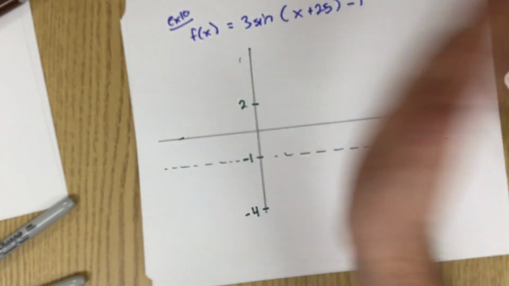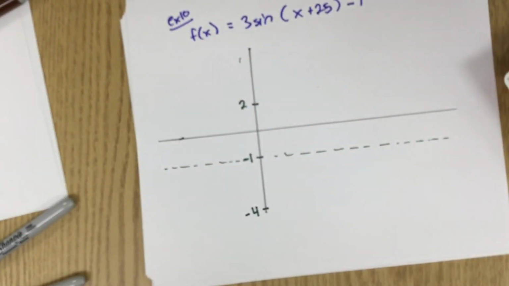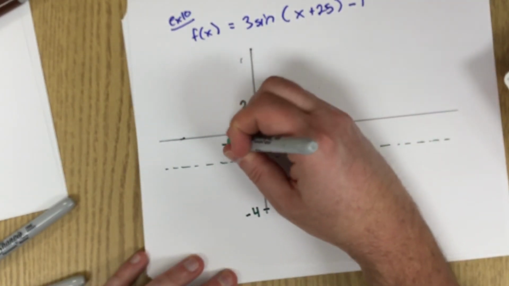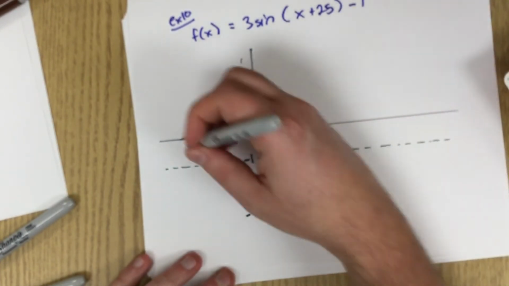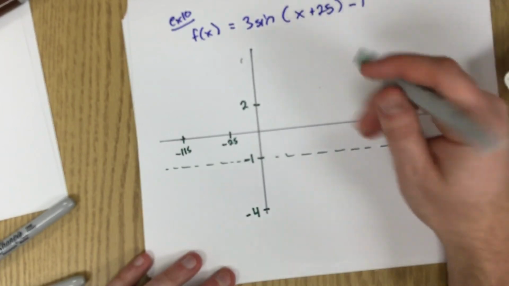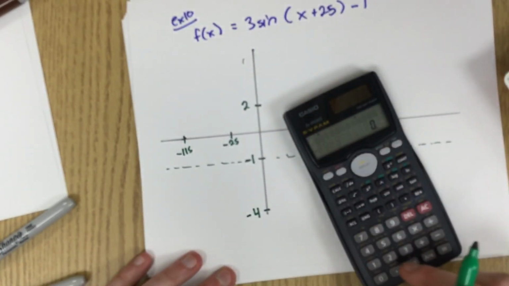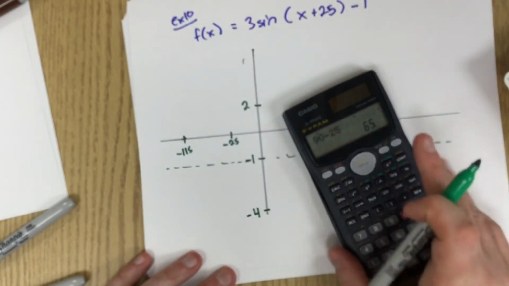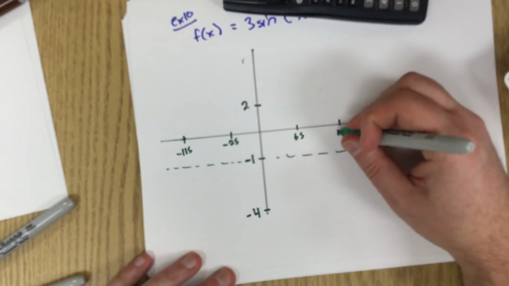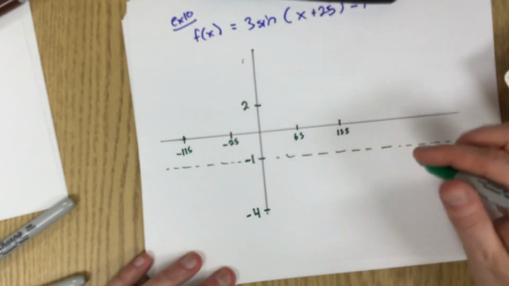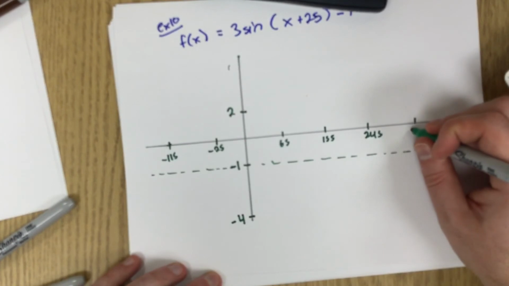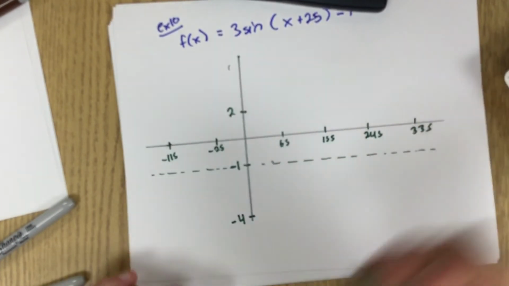Plus 25 means that it's moving left 25. There's a phase change of negative 25. So instead of starting at 0, we're going to start at negative 25. 90 down from that would be minus 115. Plus 90, just to make sure, would be 65, 155, 245, and 335.